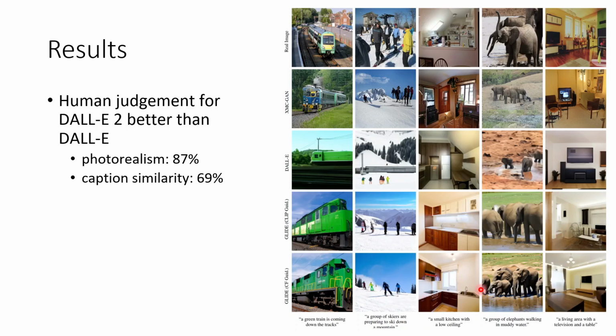They ask users, which one would you prefer, DALL-E version 1 or DALL-E version 2? And this is a human subject study. 97% of users feel DALL-E 2 generates better images in terms of photorealism. Okay, and 69% think DALL-E 2 generates images more similar to the caption.